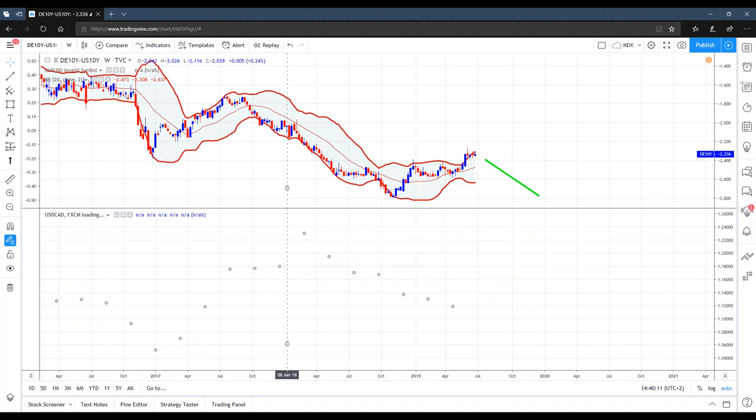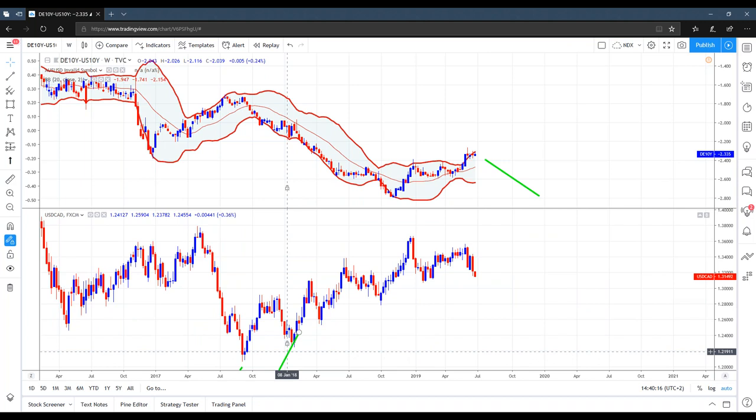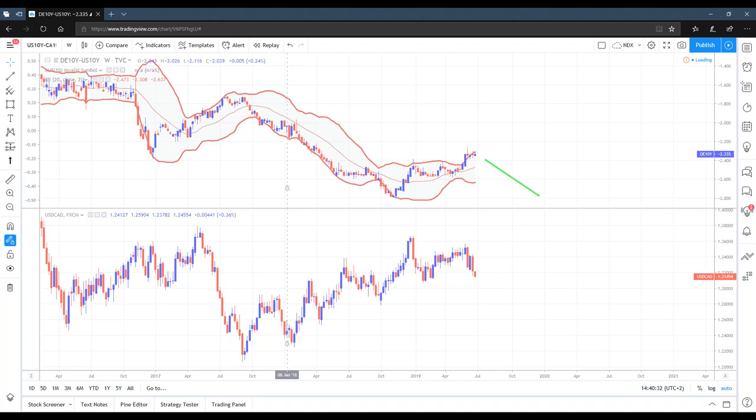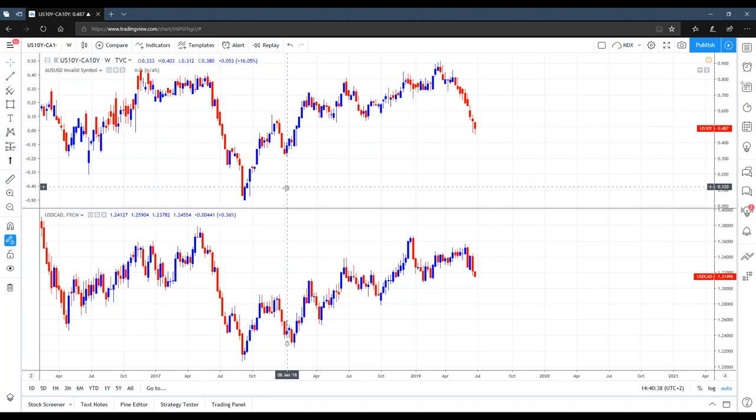And you can see, let's just clear this up. Now you can see that the base currency in this pairing is the US dollar. So we're going to go here, US 10-year minus CA 10-year, and that's going to give us the relevant spread. Okay, at this stage, I'm just going to lose the Bollingers.